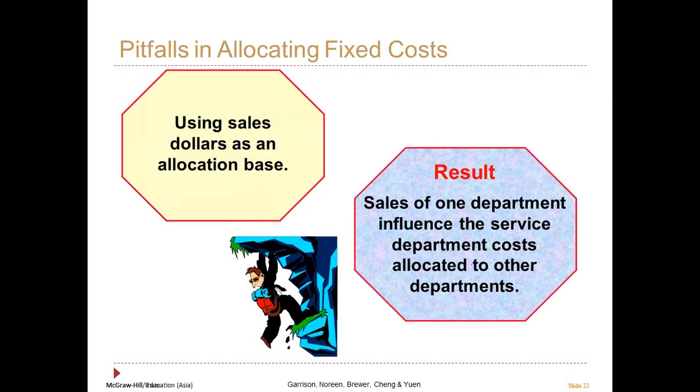While sales dollars is a popular allocation base for service department costs, it's usually a poor choice because sales dollars fluctuate from period to period, and the costs being allocated are often largely fixed. Allocation of service department costs based on sales can create a situation where the sales of one department influence the service department costs allocated to other departments.